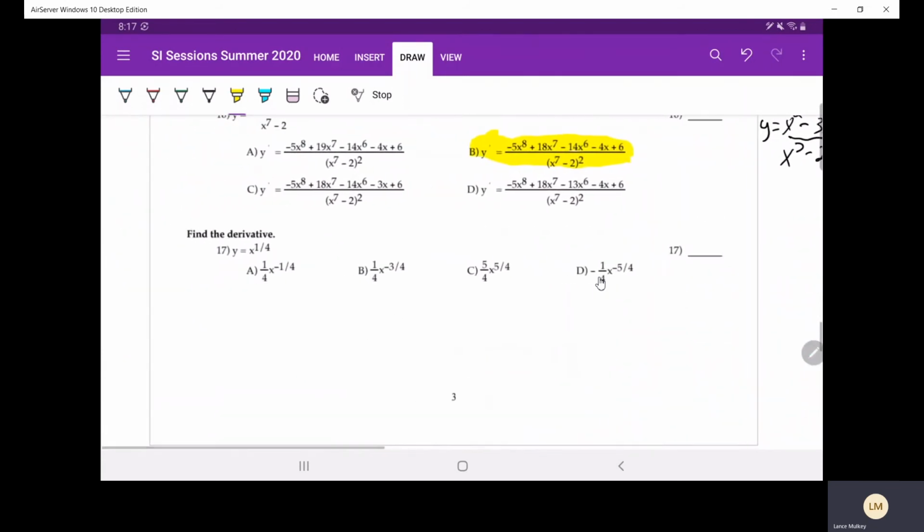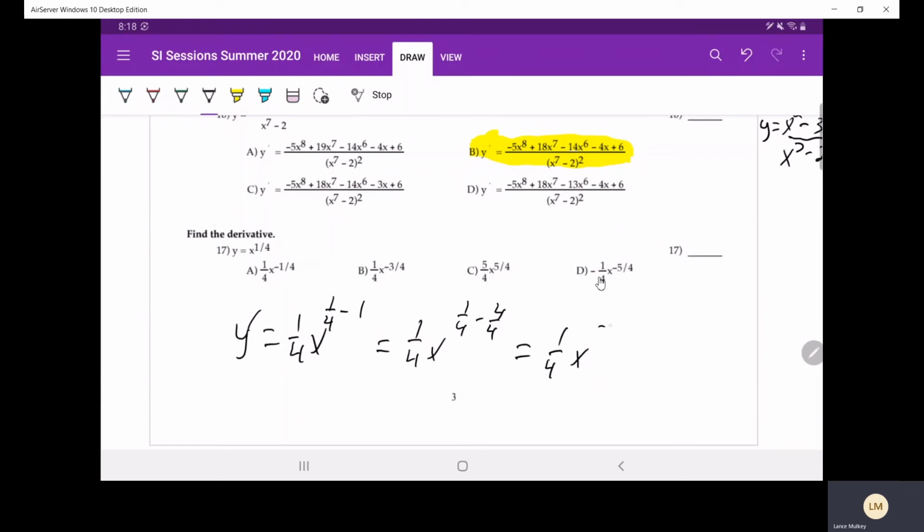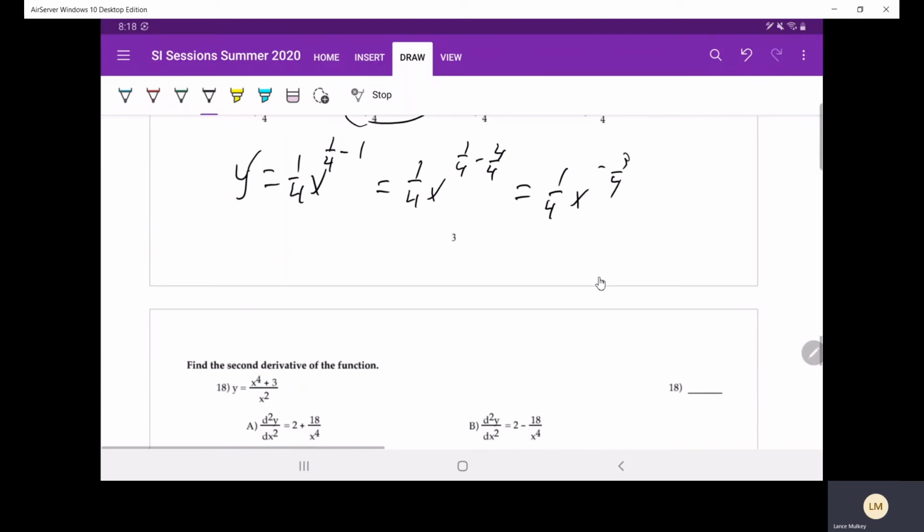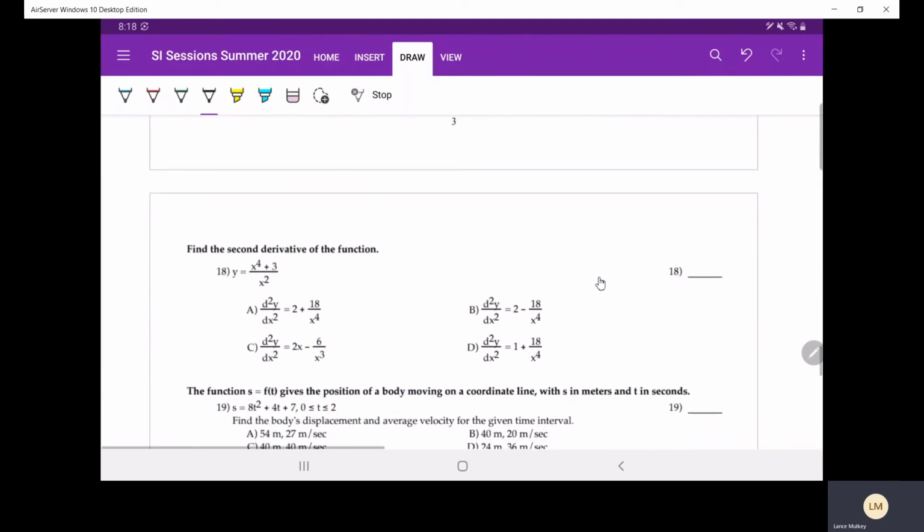Yeah. So what he tried to get you with on number 17 is y prime equals 1/4 x to the 1/4 minus 1, which equals B. That was nice and simple and doesn't hurt as much as the others.